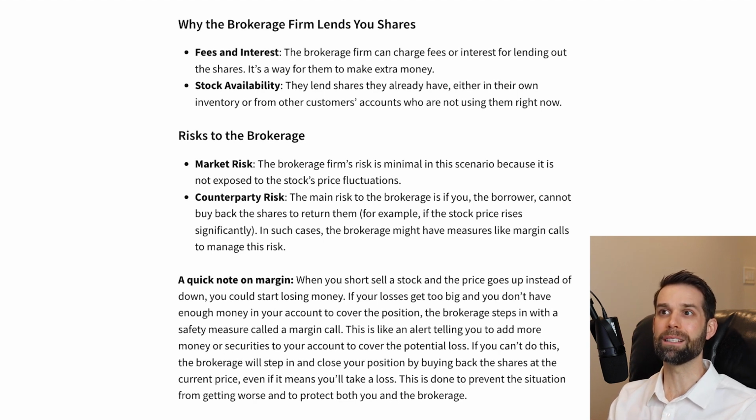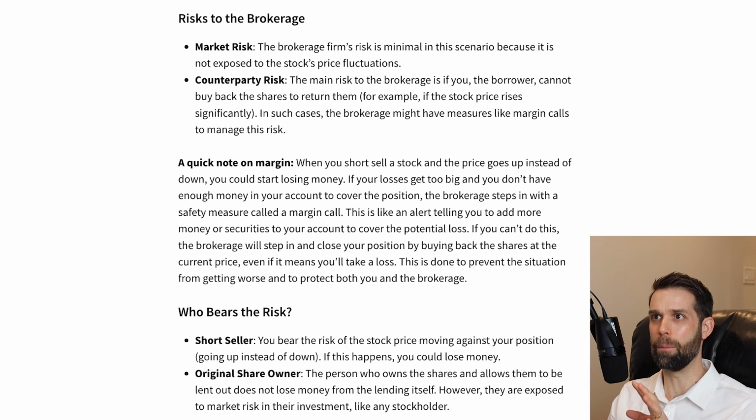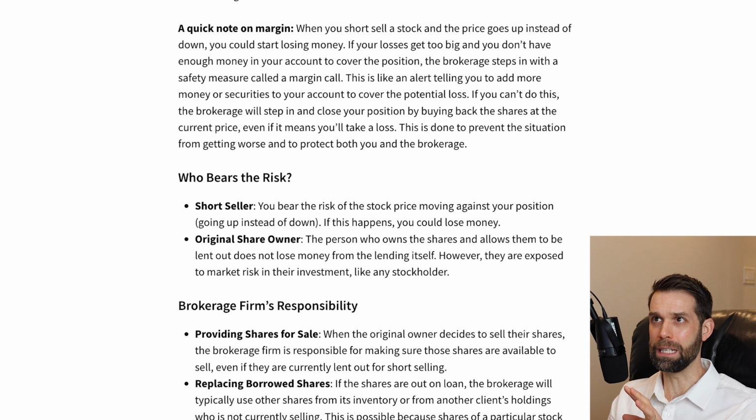So in terms of risk, the brokerage doesn't really have very much risk because they're not exposed to the price fluctuations. The main risk for the brokerage is if you, as the short seller, find that the price of the stock doesn't go down, it actually goes up. If you're not able to buy the shares in the future, then there is a little bit of risk for the brokerage firm, but they have measures to counteract this risk called margin call. So we'll just talk really quickly about margin. We won't go into it in too much detail in this video.